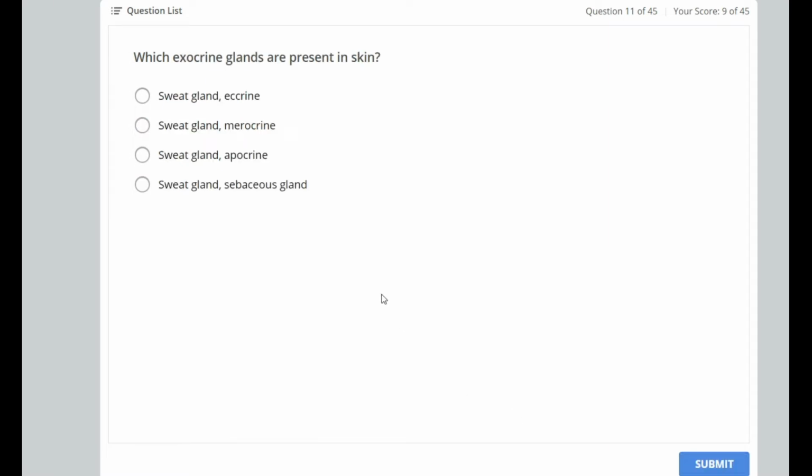11th question, which exocrine glands are present in the skin? Option A, sweat gland, eccrine. Option B, sweat gland and merocrine. Option C, sweat gland and apocrine. Option D, sweat gland and sebaceous gland. Which is the right answer? Option D is the right answer.